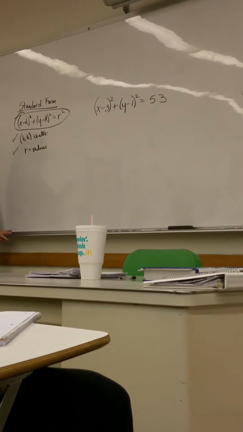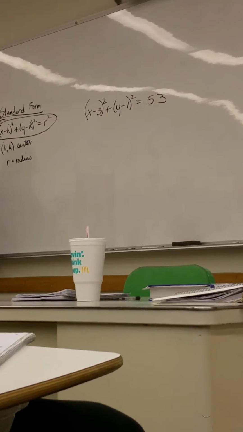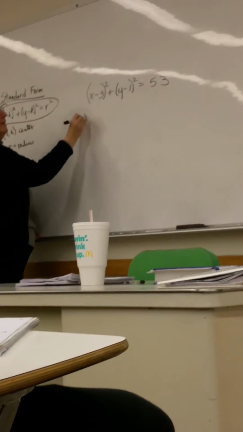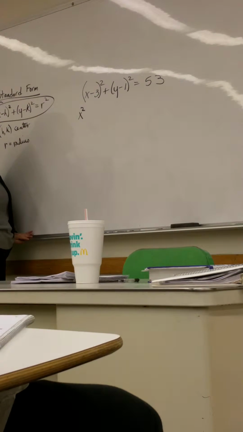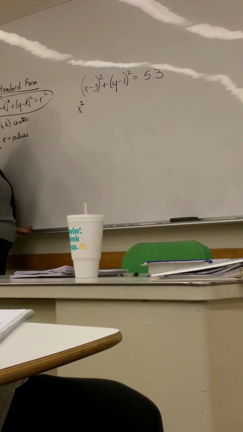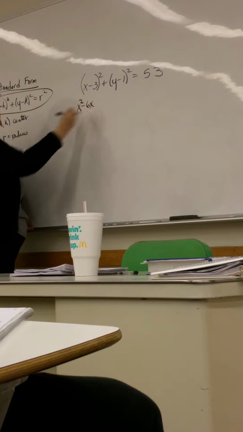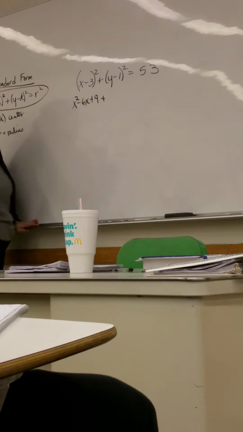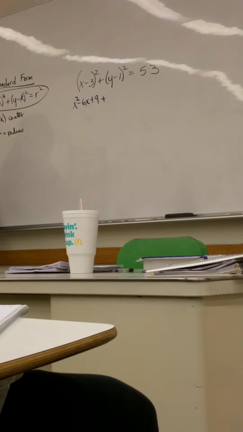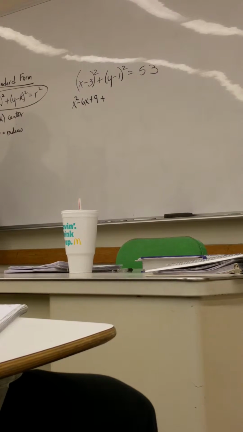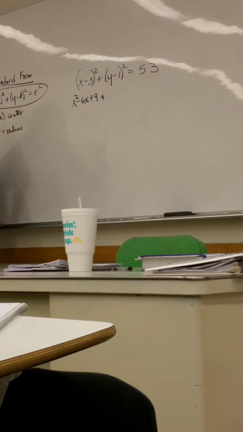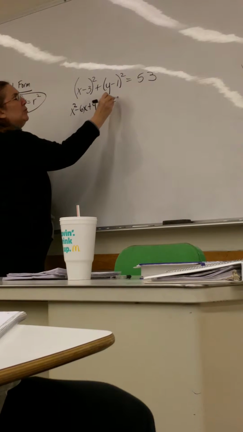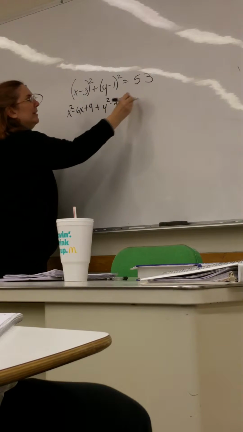What's x minus 3 squared? X squared minus 6x plus 9, plus y minus 1 squared. Y squared minus 2y plus 1.